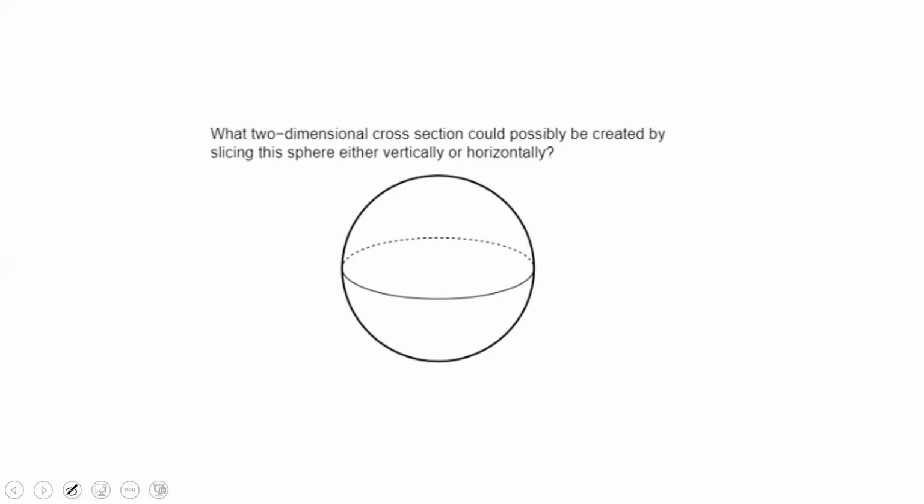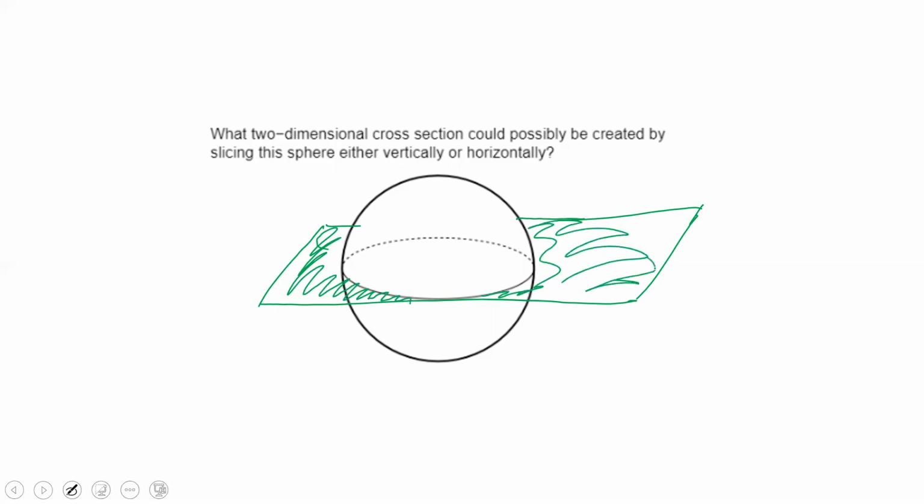Okay, we got this. It says, what two-dimensional cross section could possibly be created by slicing a sphere either vertically or horizontally? So no matter which way we slice it, I'll just go horizontally for this example, but it doesn't matter because spheres are symmetrical on all sides. If we slice that up, then the cross section that would be left would be a circle. Hopefully you can see the circle here that would be left.